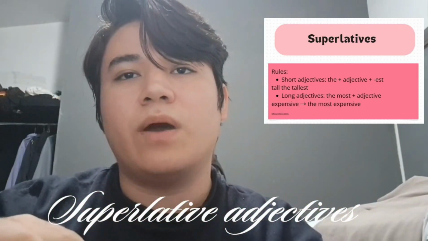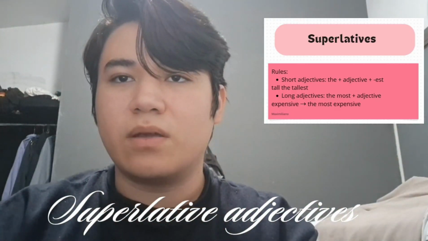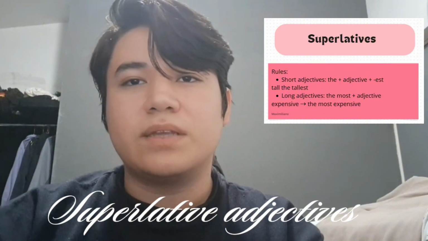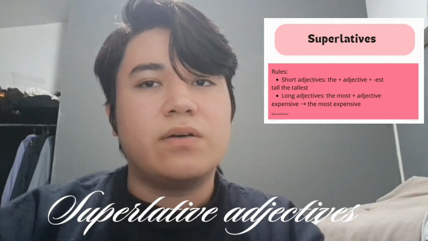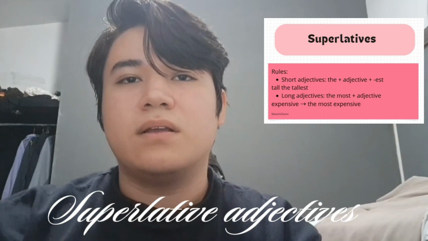Topic 12.1, Superlative adjectives. When we compare three or more things, one of them is at the highest or lowest level of quality. That's when we use superlative adjectives. Example: the girl is the youngest of the three women. A superlative shows the most or the least of something.